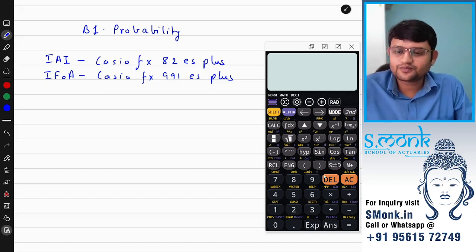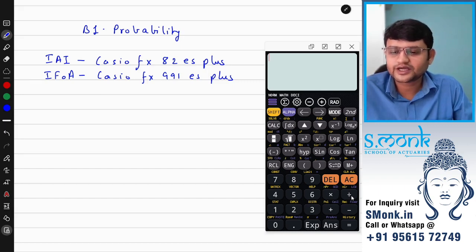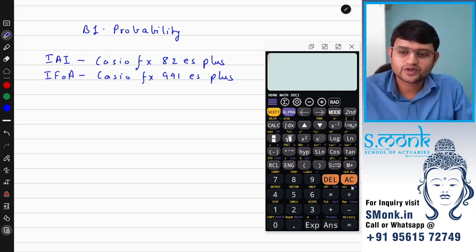Now I'll just give you a basic rundown on how the calculator works. So these are our normal buttons. You can see multiplication, division, addition, subtraction, equal to. This is our normal calculator layout. Okay. Now these are the special keys. These are the scientific calculator difference from the normal calculator.